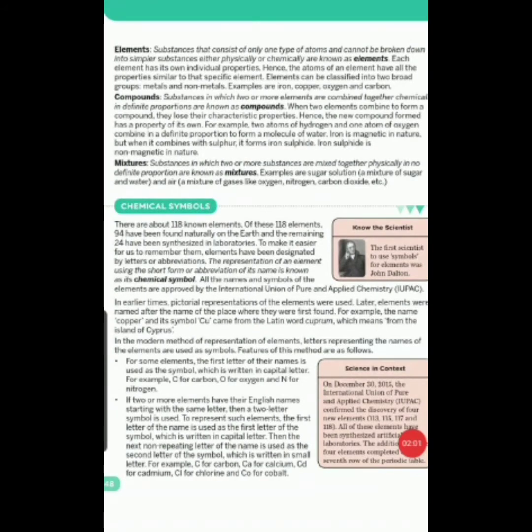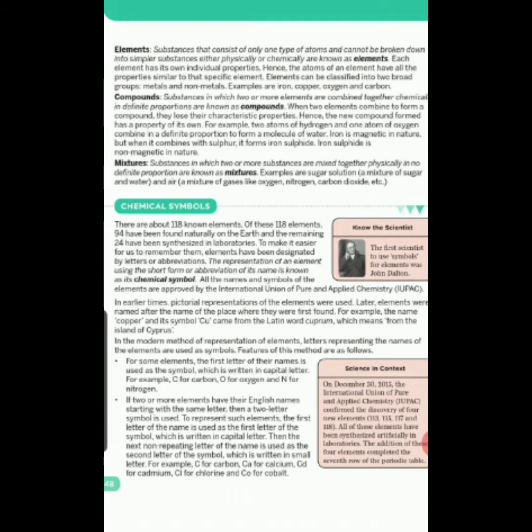Now the next heading is chemical symbols. As you all know, there are about 118 known elements, and out of these 118 elements, 94 have been found naturally on the earth, and the remaining 24 have been synthesized in the laboratory. After the discovery of elements, their names were given on the basis of gods, goddesses, places of their occurrence, mineral sources, etc. Mainly their names were in the Latin language.